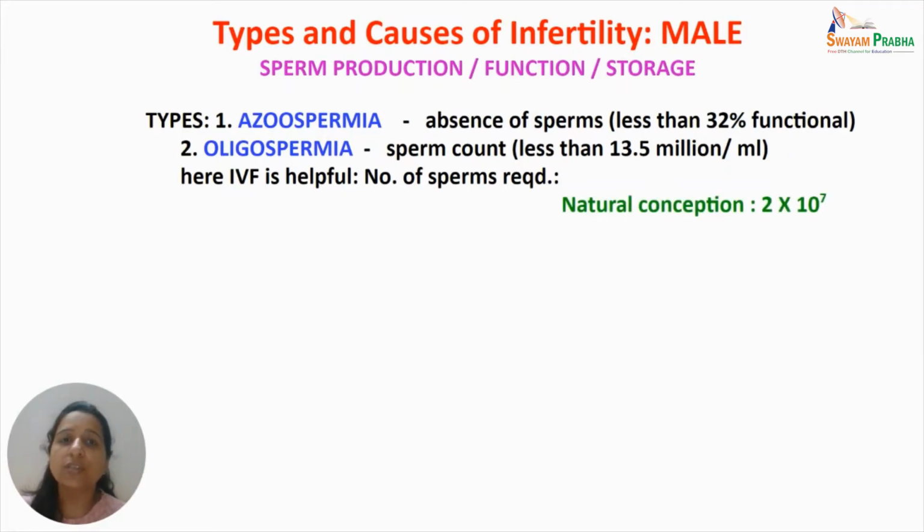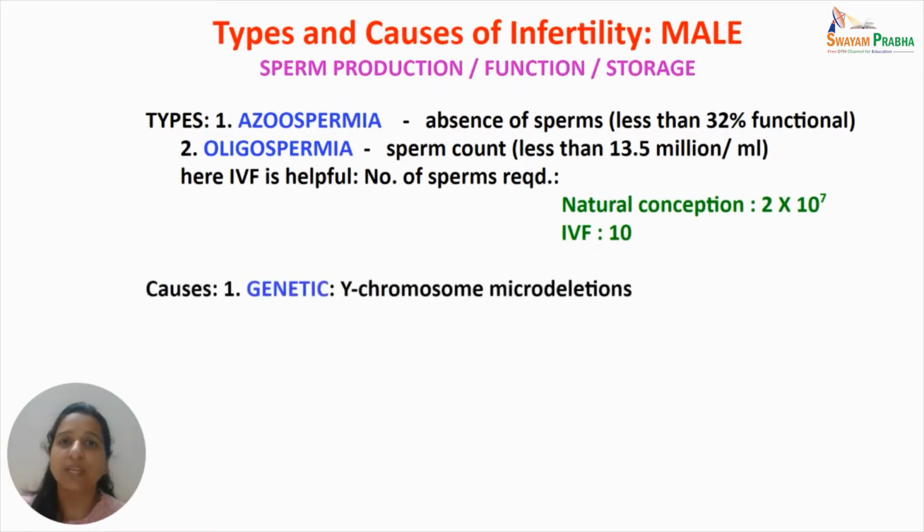Under normal conditions, under natural conception, the number of sperms required is around 2 × 10^7, that is, 20 million sperms are generally required. However, in IVF, even as few as 10 sperms have been known to cause fertilization. Although generally in IVF, 50 to 70,000 sperms are put in a petri dish along with a single egg, as few as 10 sperms have also been known to cause fertilization because of the various variants that are nowadays available.